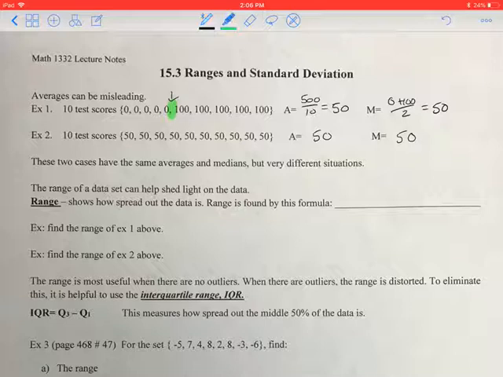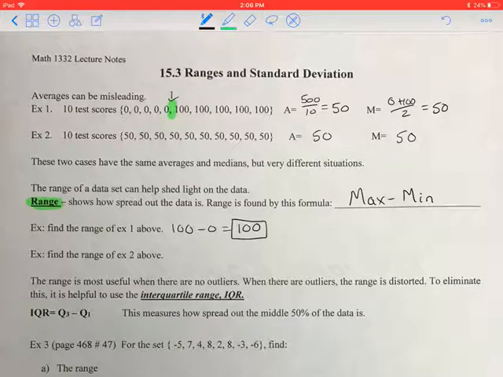So one thing we can look at is how spread out the data is. And one way to do that is to look at the range. And for the range, you just take the maximum value and you subtract the minimum value. So for the first data set, our highest score was 100 and our lowest score was 0. So we have a range of 100 points from the lowest to the highest score. But for the second data set, we have 50 for the highest score and 50 for the lowest score. So the range helps us see how spread out the data is.